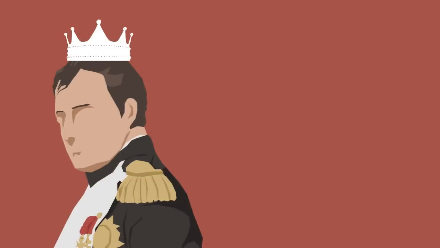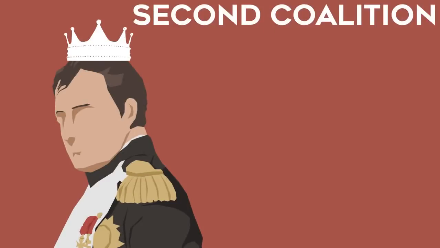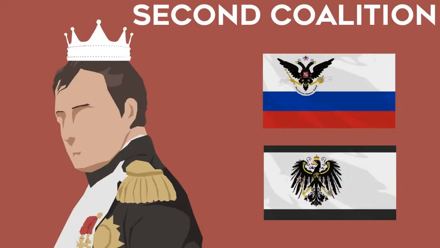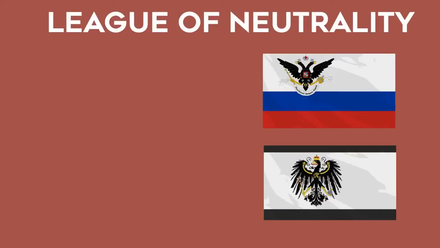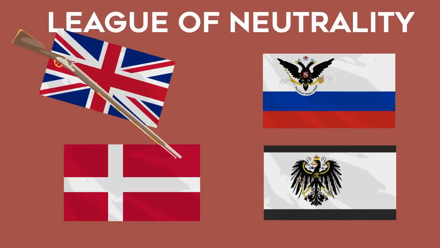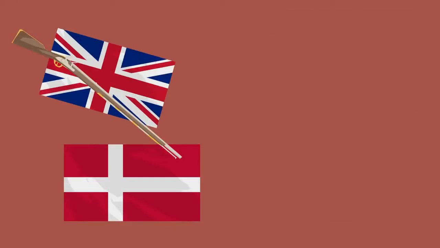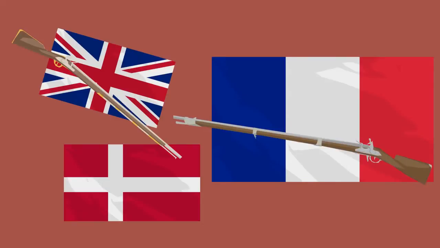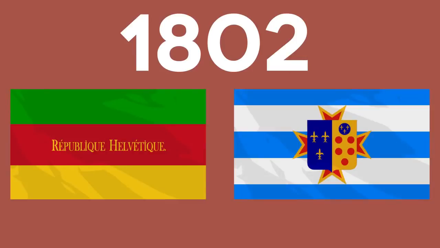Now Napoleon seized power during the War of the Second Coalition, but due to British policy, soon after Napoleon claimed power, Russia and Prussia left the war and formed a League of Neutrality with Denmark. Britain attacked Denmark, forcing it to leave the League and side with France, and the war ended in 1802 with Napoleon bringing Switzerland and Tuscany under his influence.